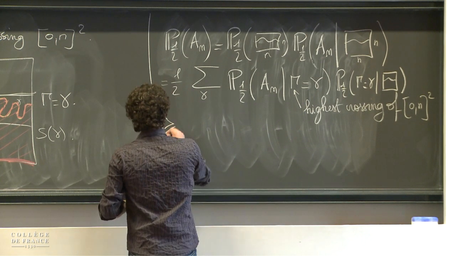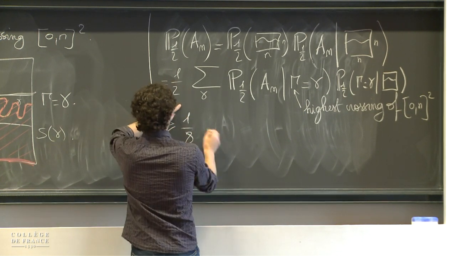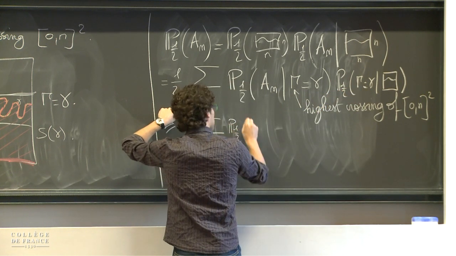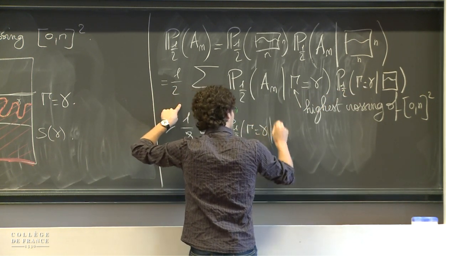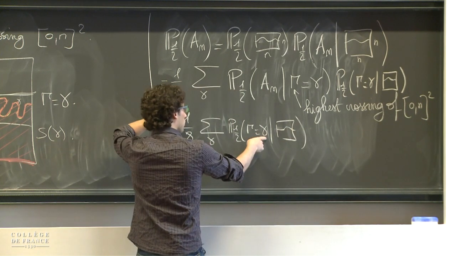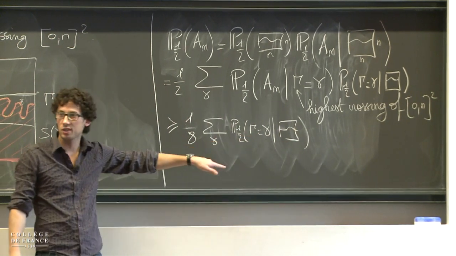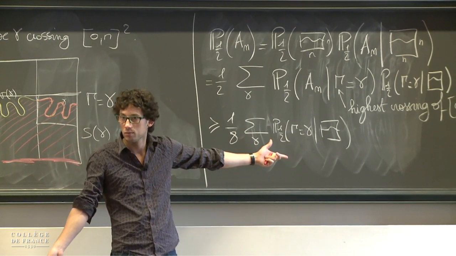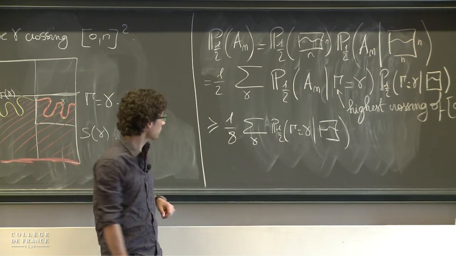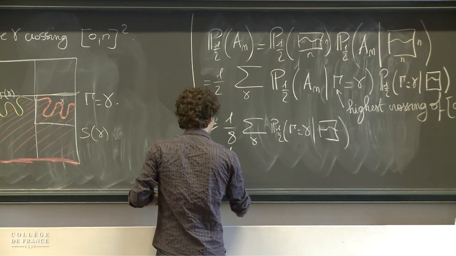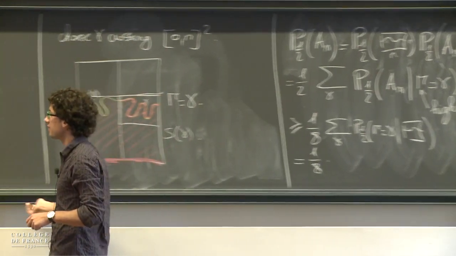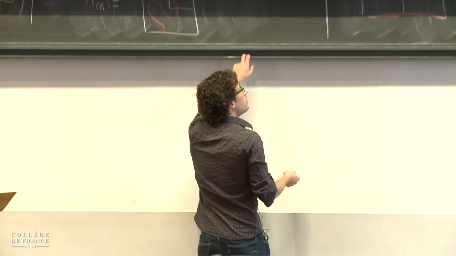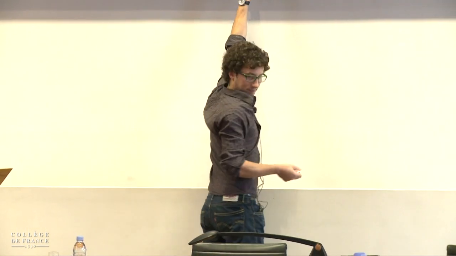So this is going to be larger than 1/8, and I have the sum over gamma of the thing that remains. But as I said earlier, decomposing with respect to the highest crossing is just partitioning the event, so the sum of this thing is just 1. Okay? So I get 1/8. So the probability of A_n is larger or equal to 1/8. So why is it so good?